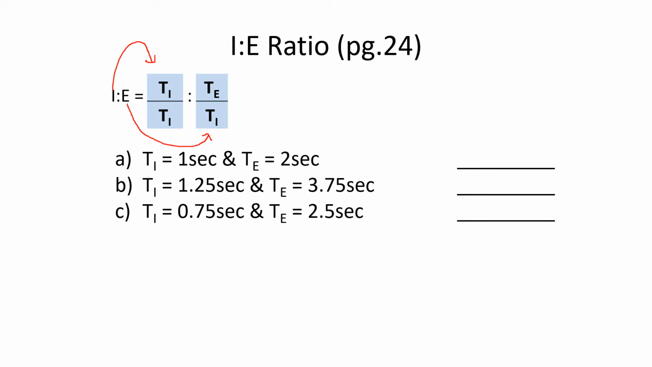Right? So for A, inspiration is 1, expiration is 2. So you just plug in 1 over 1 to 2 over 1. And then you simplify your fractions. What's 1 divided by 1? All right, what's 2 divided by 1? 2. So it's just going to be a ratio of 1 to 2.